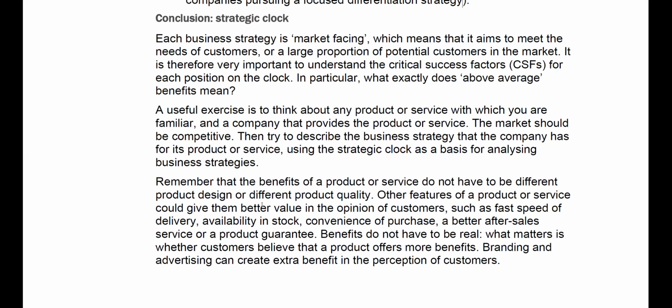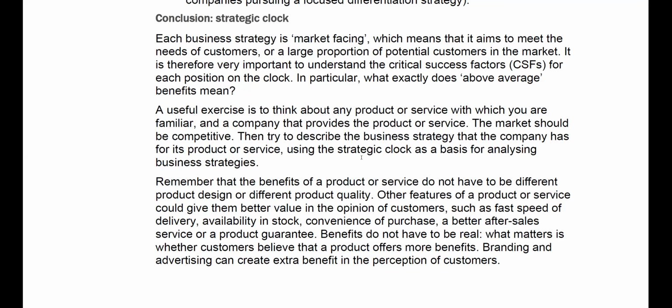Now, using the strategy clock, each business strategy is market facing, which means that it aims to meet the needs of customers or a large proportion of potential customers in the market. It is therefore very important to understand the critical success factors, which is what the company must do to succeed, for every position on the clock. In particular, what exactly does above average benefits mean? A useful exercise is to think about any product or service with which you are familiar and a company that provides the product or service. The market should be competitive. So then try to describe the business strategy that the company has for its product or service, using the strategy clock as a basis for analyzing business strategies.